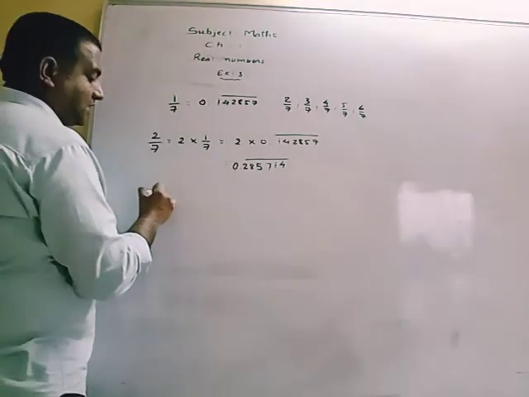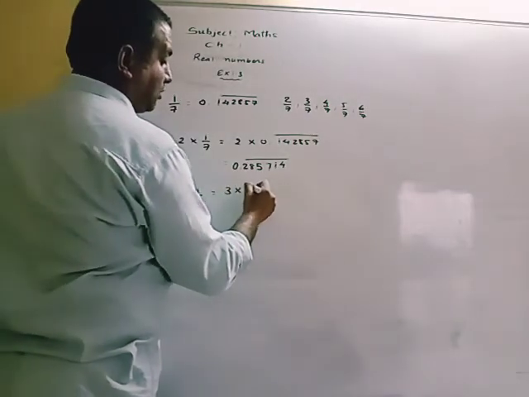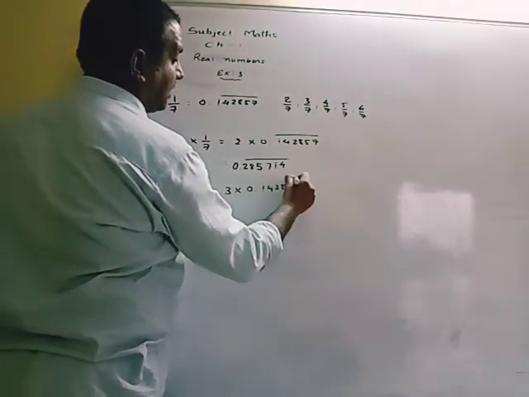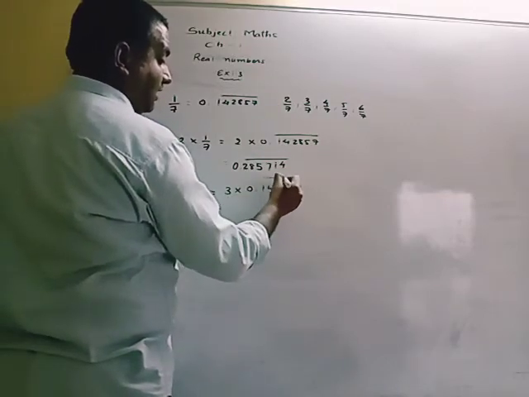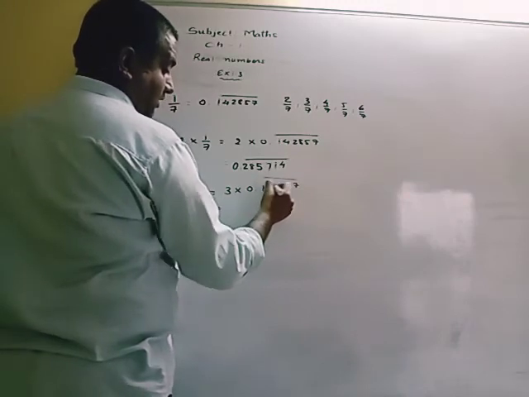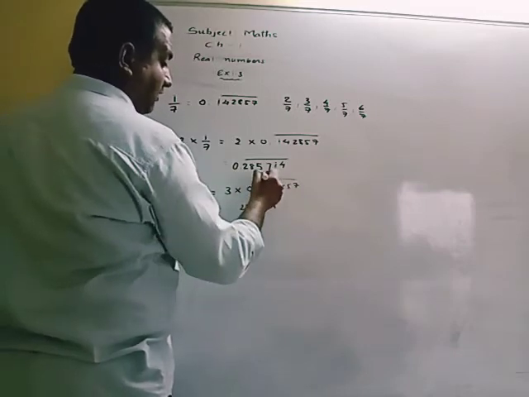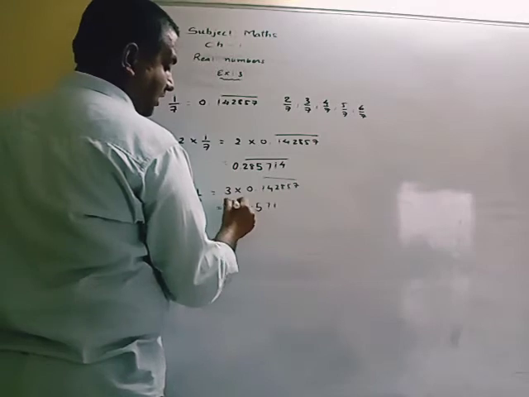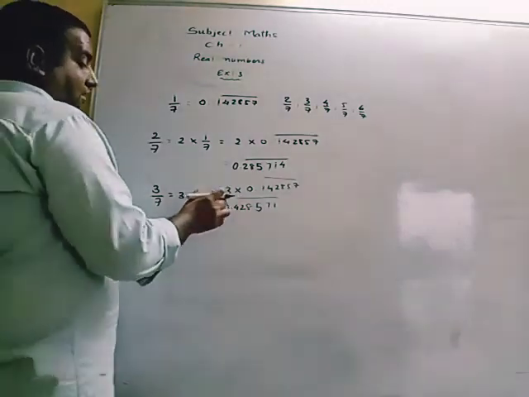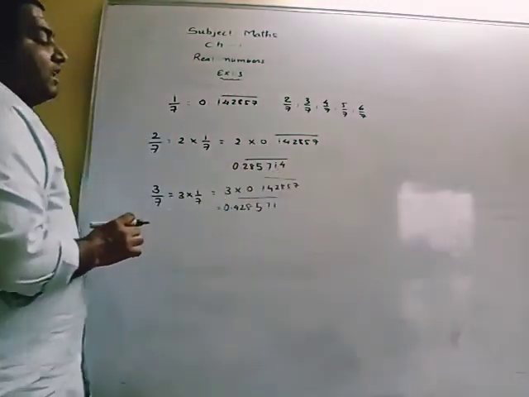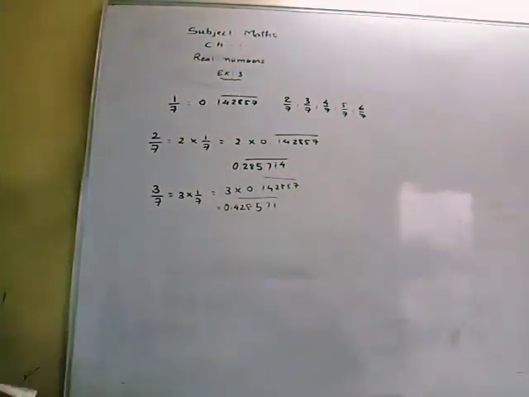0.285714. Now 3 by 7, then we can write 3 into 1 by 7. So 3 multiplied by 0.142857 bar. We multiply it, then 3 7s are 21, carry 2, 15 to 17, carry 1, 3 8s are 24, 1 is 25, carry 2, 3 2s are 6 to 8, 3 4s are 12, carry 1, 3 1s are 3, 1 is 4, and so it is 0.428571. So we can see that whatever number is multiplied with the 1 by 7 value, we get its decimal form, and so further you can do it yourself.